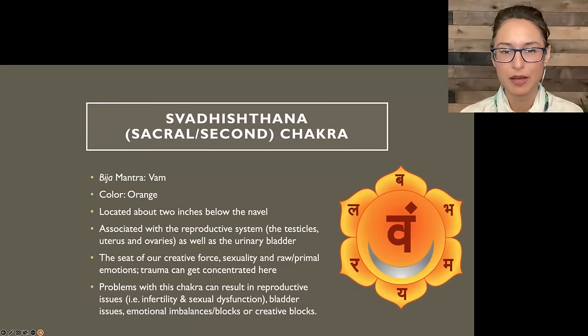This is located about 2 inches below the navel. And it's associated with the reproductive system. So the testicles, the uterus and ovaries, as well as the urinary bladder. Now, the first and second chakra, they oftentimes will overlap. And sometimes people say, oh, I thought urinary bladder was more the first chakra. The first and second chakras, these organs function together.